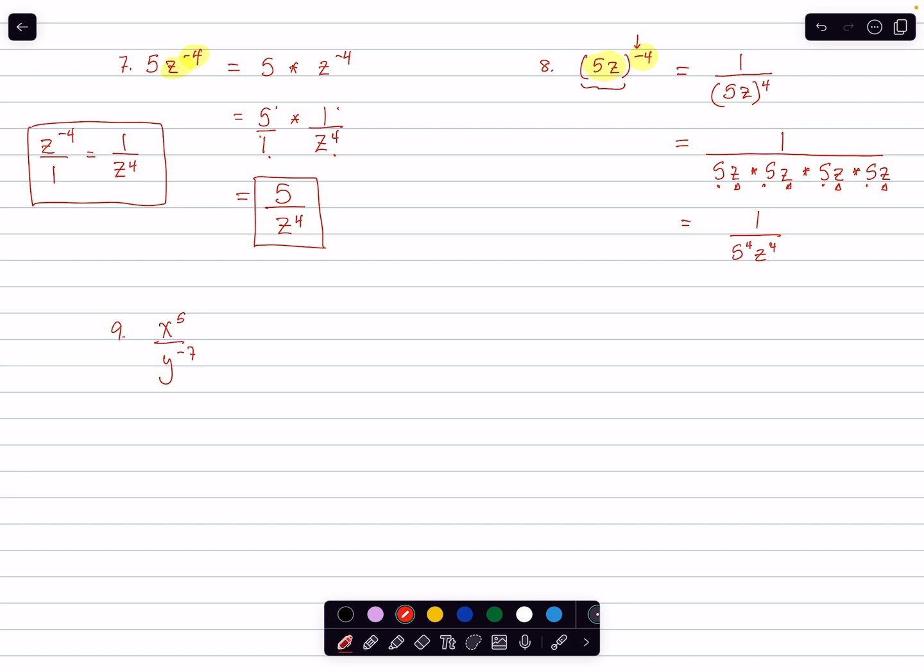So I could leave this like this, but since 5 to the 4th isn't all that hard to do, I'm going to go ahead and expand it out. 5 to the 4th is 625, z to the 4th, so I'm going to finish here. If you stopped here, good enough. That's good enough.